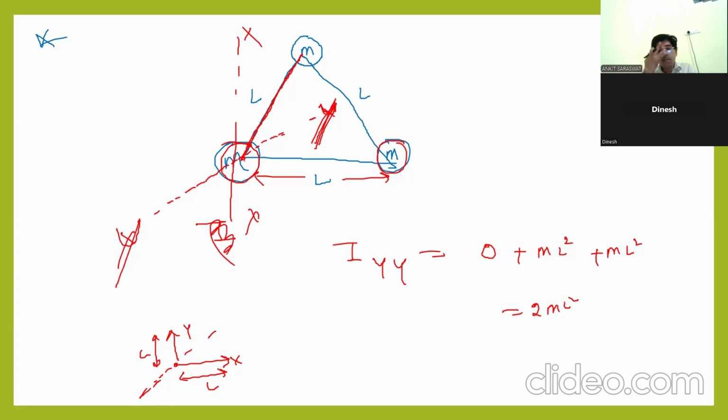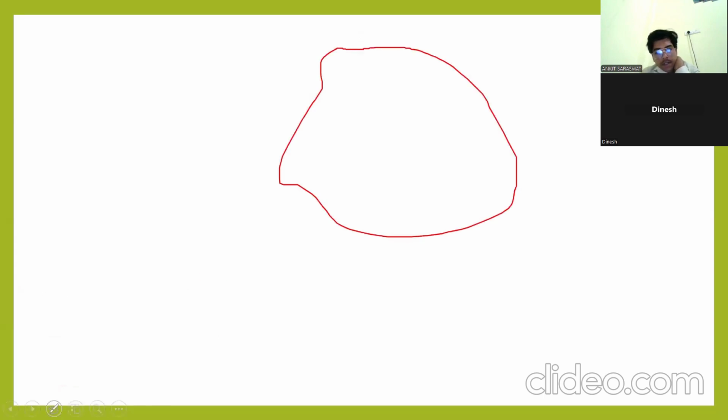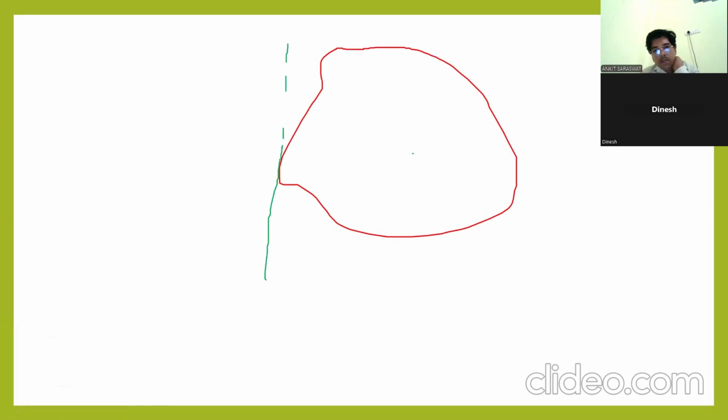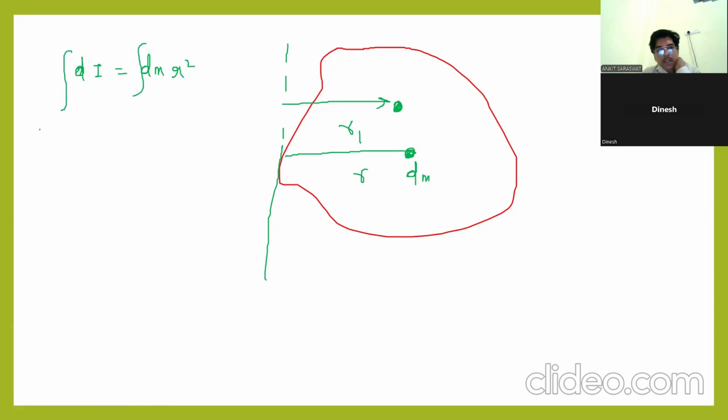Nowadays these questions are being asked. If you want to solve for an entire rigid body, I have already explained: if this is any rigid body and the axis is like this, then you take a small mass dm at a distance r. There will be many masses dm at different perpendicular distances. Then we take the moment of inertia due to the small mass, dm r square, and then we do the integration.